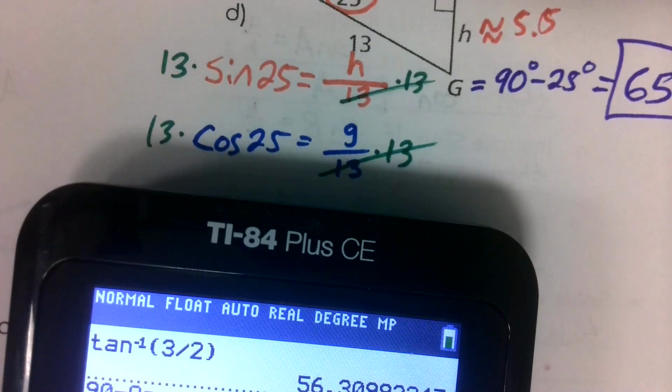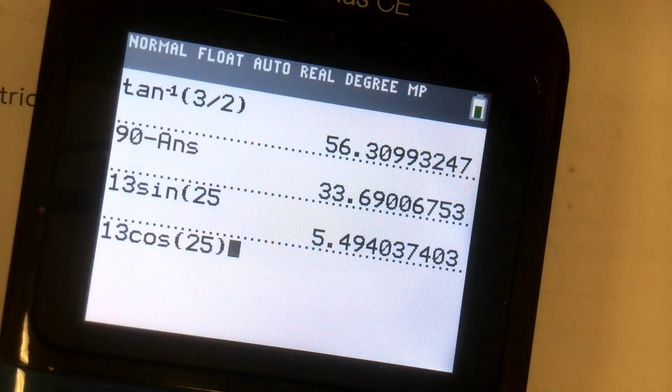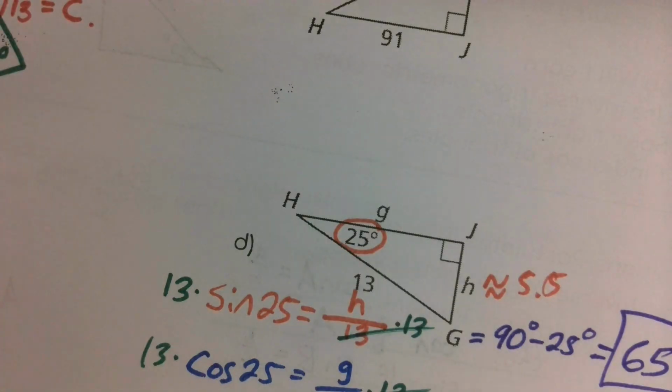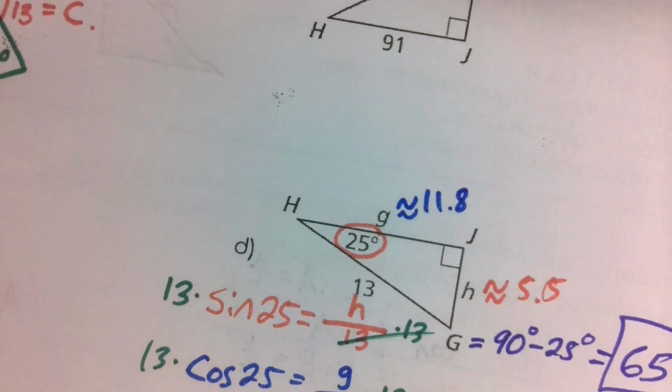For the cosine, we have 13 cosine 25, which is 11.8. So g is 11.8. Done.